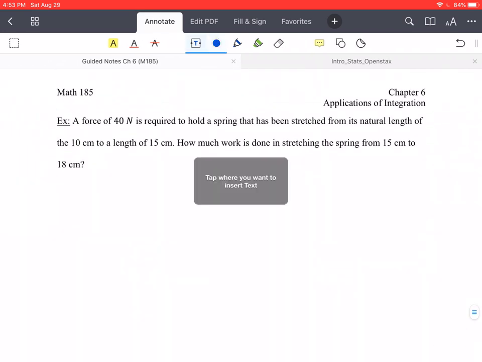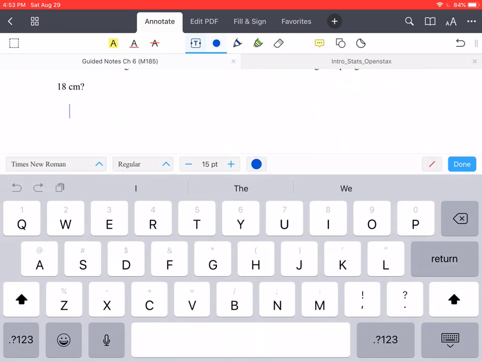A force of 40 newtons is required to hold a spring that has been stretched from its natural length of 10 centimeters to a length of 15 centimeters. How much work is done in stretching the spring from 15 centimeters to 18 centimeters? Okay, we're going to start off with a little bit of explanation here.